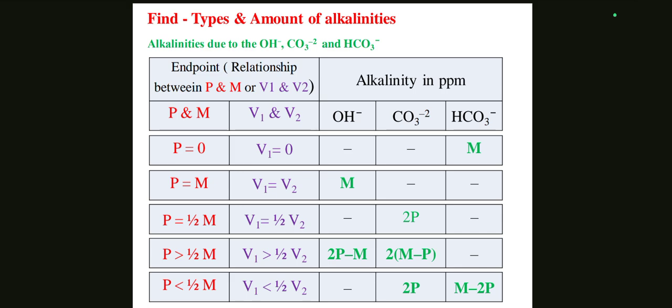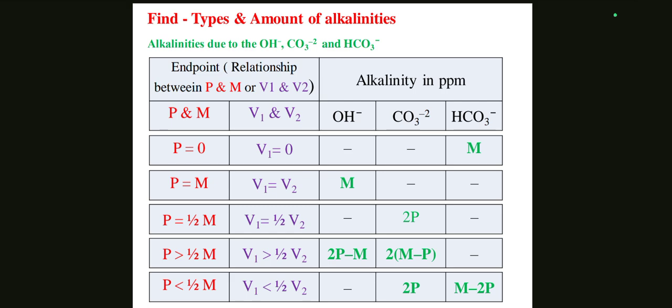So here if you get the relationship P is greater than 1/2 M, then two types of alkalinities are present. One is OH minus and the second is CO3 2 minus, and the dash indicates alkalinity is absent. The formula for finding OH minus is 2P minus M, and you already got the values of P and M. So put the values of P and M, do the calculation, and you will get the amount of OH minus. Likewise for CO3 2 minus, what is the formula? 2 inside the bracket M minus P.